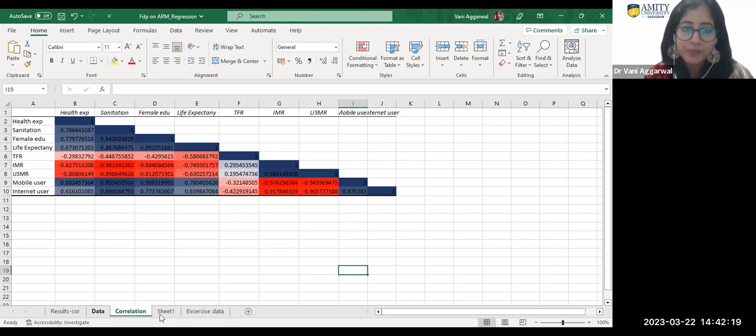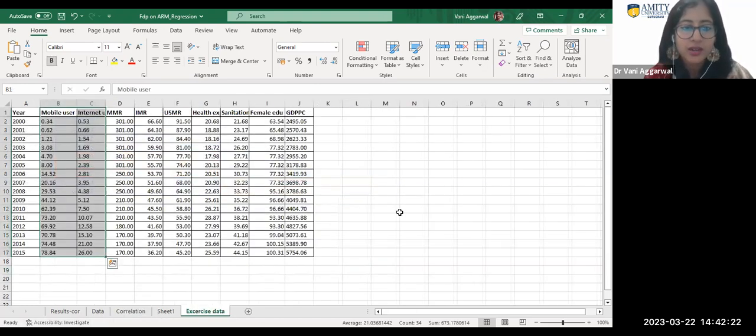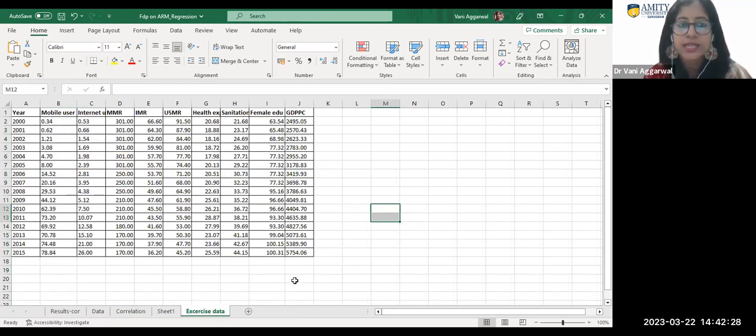Please take 2 minutes and work on the exercise data. Open this exercise data sheet and please create a correlation matrix of all these variables and generate a new worksheet, not a new workbook, worksheet. Worksheet means a sheet within this workbook. New workbook means an altogether new workbook. So please create a sheet here with the correlation result. Is the question clear? With conditional formatting, I want it, and send me a screenshot on the group, please. Take 5 minutes and work on this.